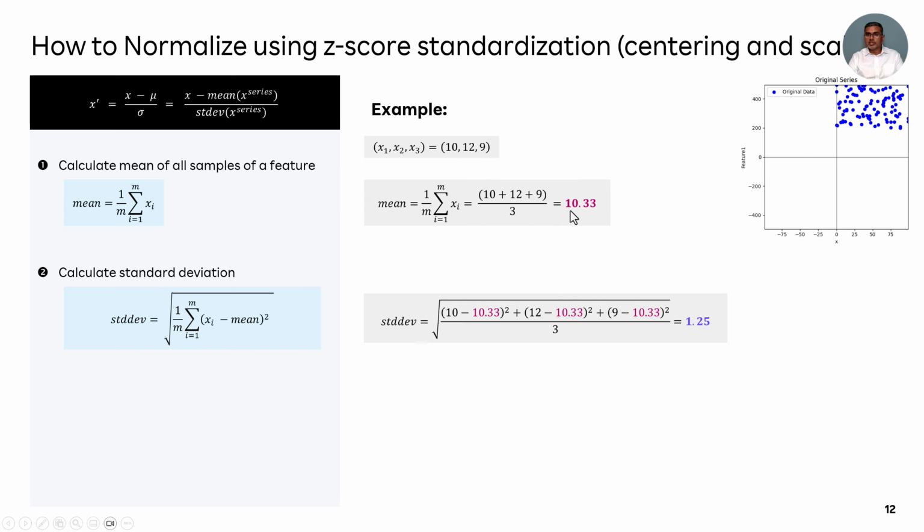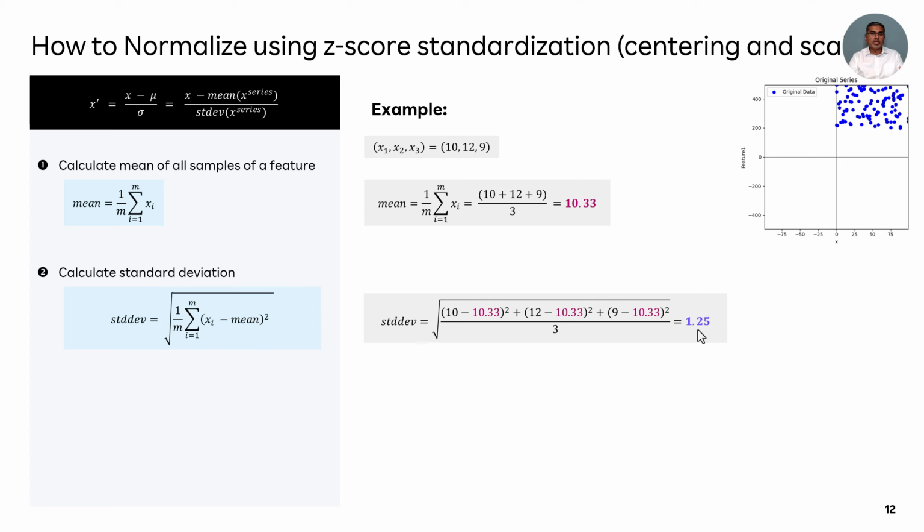You take 12, subtract the mean from that, and square it. And then you add the next sample, which is 9. You subtract the mean, and then you square it. And then you take an average of that. Because there are 3 samples, you divide it by 3, and you take a square root. You essentially get your standard deviation of 1.25.